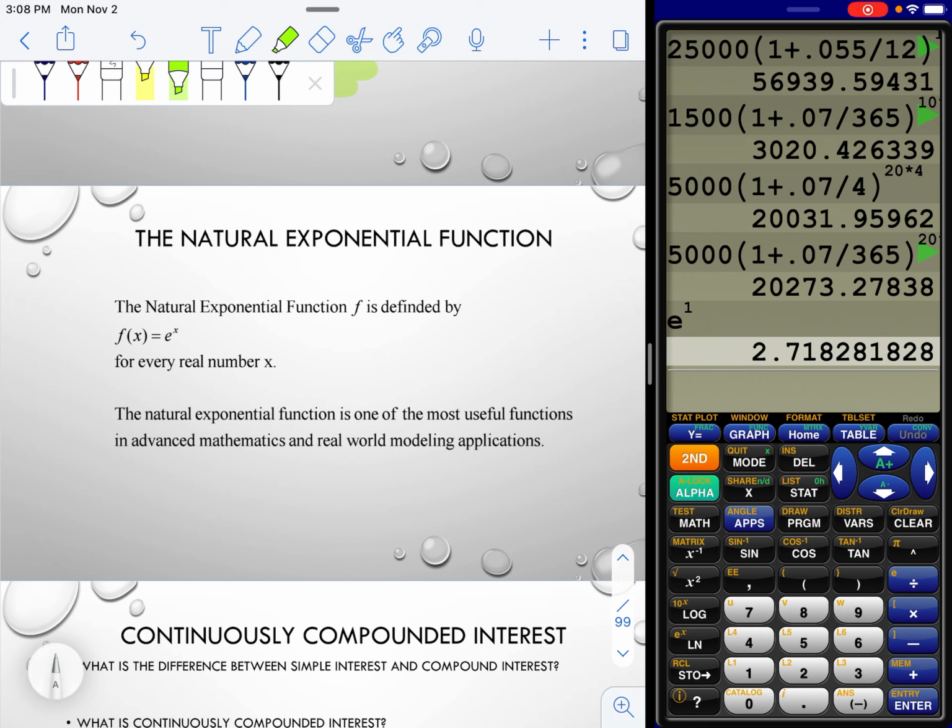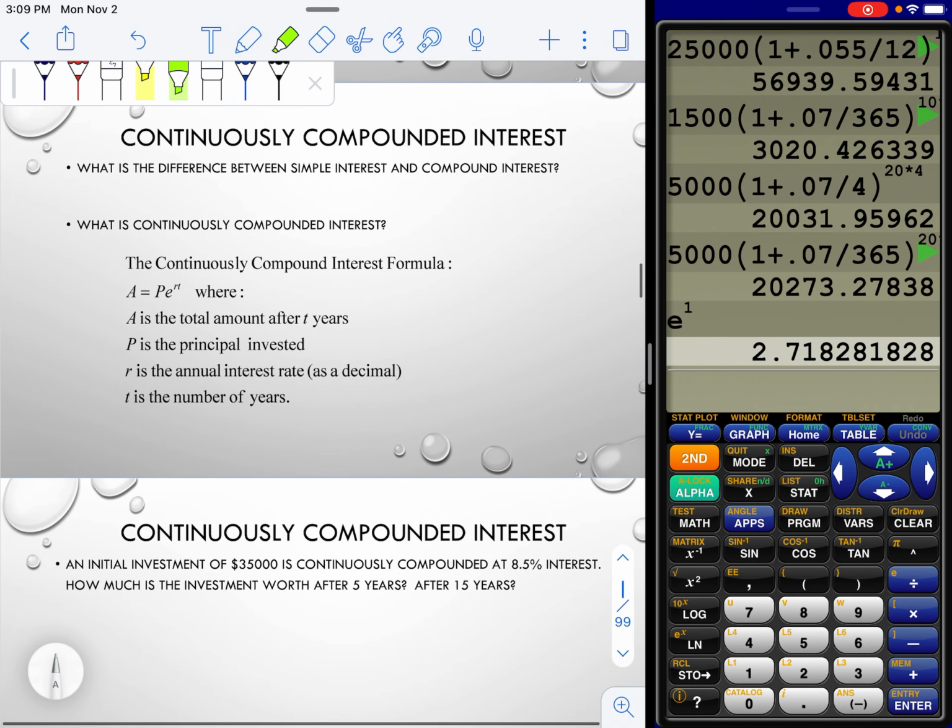And again, it's very useful in solving real world modeling applications where things are continuously growing or continuously decaying. Things don't just happen, oh, the hour went by and bang, now we're down to this. It's continuously happening over time. So, how are we going to use this formula?